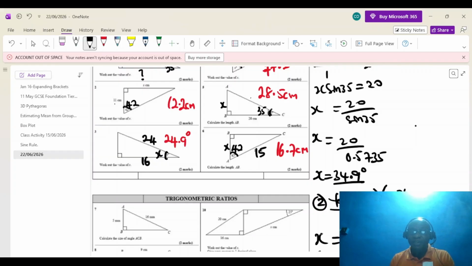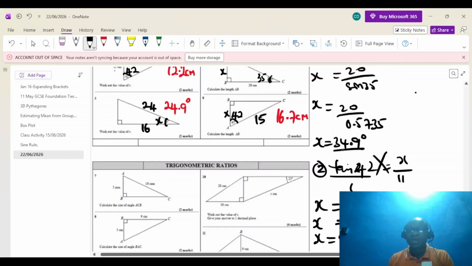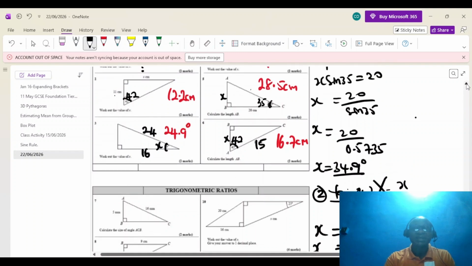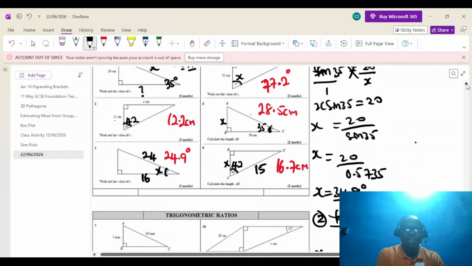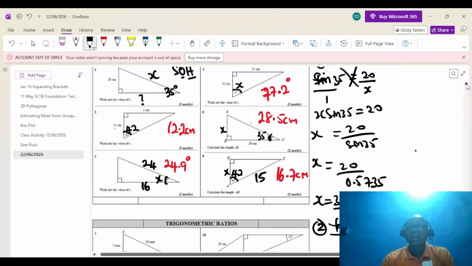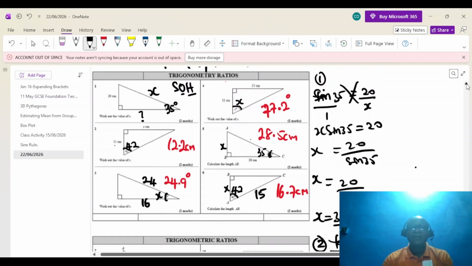x times 1 will give me x. Then tan 42 will now multiply 11. Then using my calculator, I found the actual value of tan 42, which will give me from the calculator 0.9004. Then I multiply it by 11 to get 9.9 as the correct answer to number 2. So it is not 12.2. All right. Let me go to number 4. Okay, number 3 rather.